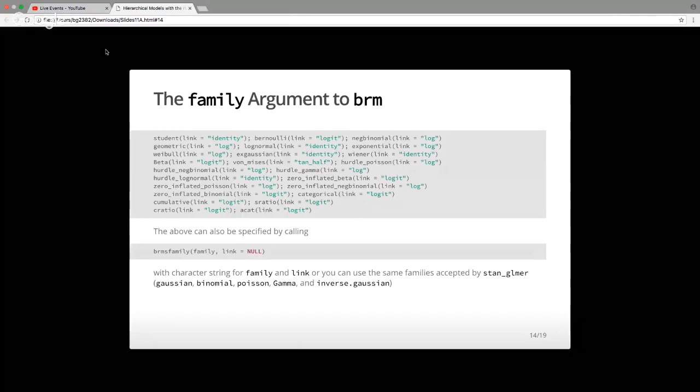There's also brmsfamily, where you can just put the name of one of those things, and it does the same thing. And so this covers basically all the same things that you can do with stan_glmer, plus a whole lot more families, likelihoods, and link functions that we have not implemented yet in rstanarm, and certainly we're not going to implement every single one of these.